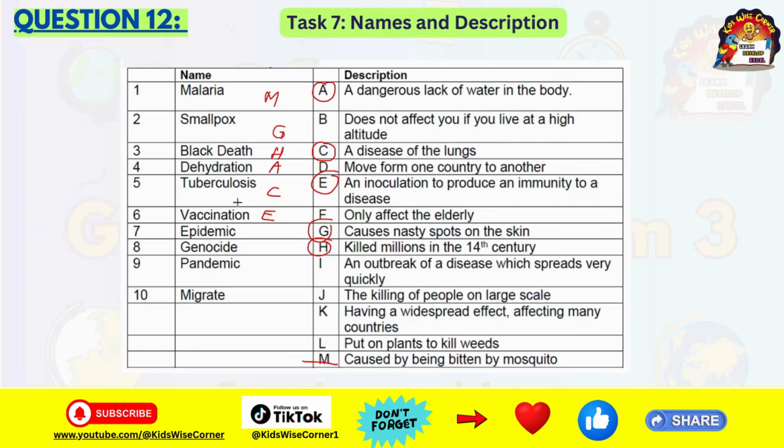Epidemic. An epidemic is something that is quickly spreading. It's a quickly spreading outbreak. So a quickly spreading outbreak will be I, an outbreak of a disease which spreads very quickly.